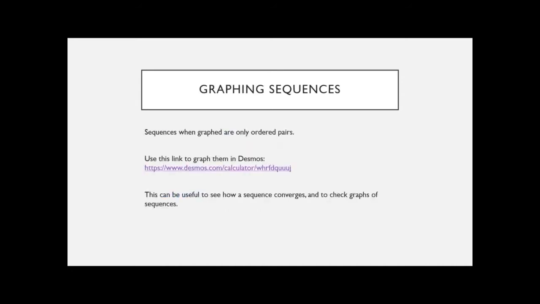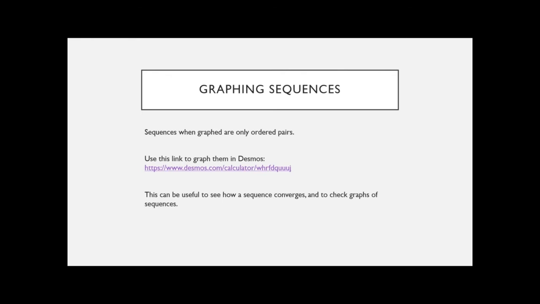So the book describes sequences as being like a function, and they are like functions because they're like equations, basically, and you can graph equations. But the difference is that when you're graphing a sequence, because we're only plugging in whole numbers for our terms, it's not continuous. You're graphing ordered pairs. So your graph is not connected.